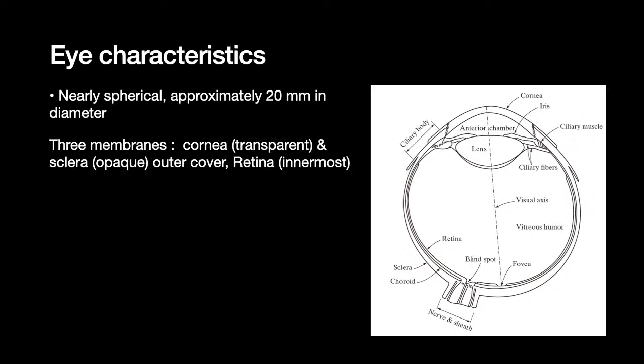There are three membranes: the cornea, the outer transparent layer, which is here, and the sclera, or the opaque outer cover, which is here. They call it sclera or something like that, the way you pronounce it. And the retina is the innermost, which is the image forming layer, which is important to us as far as the image formation is concerned.